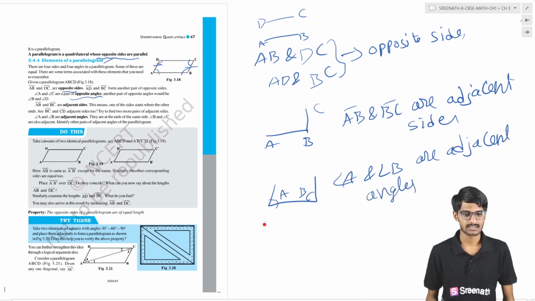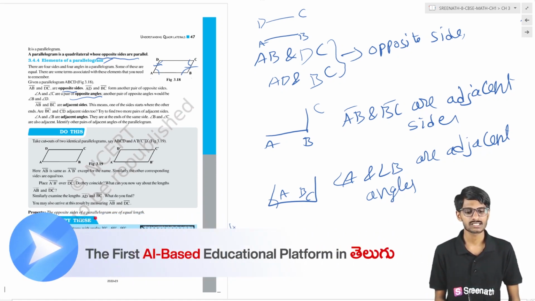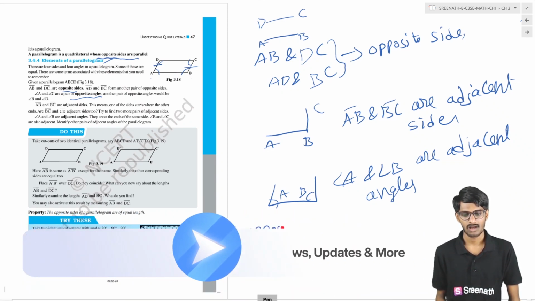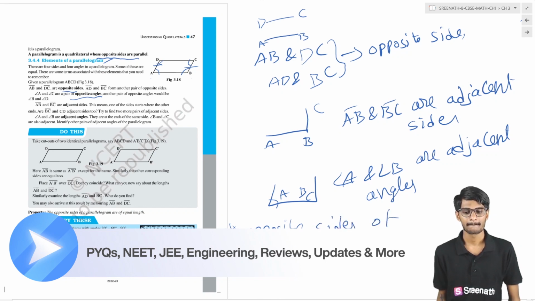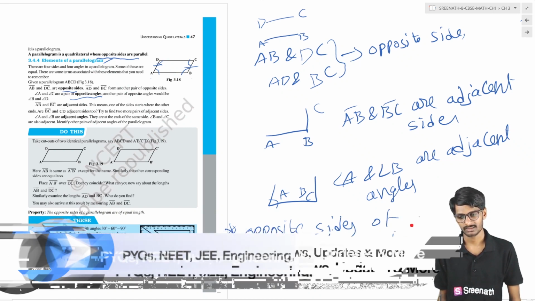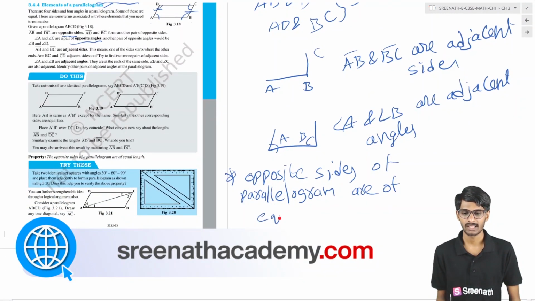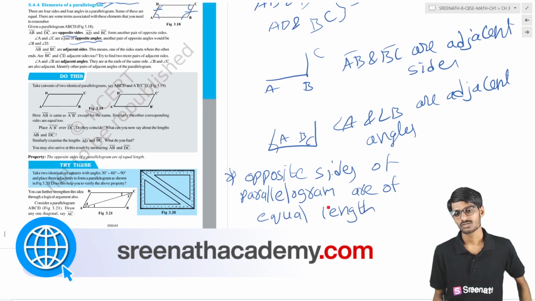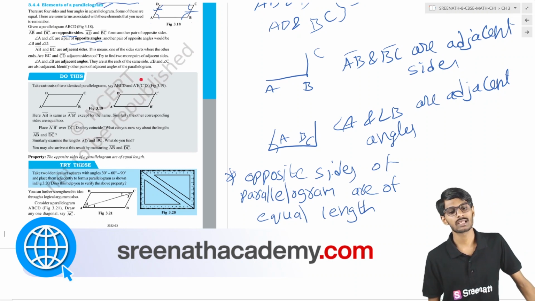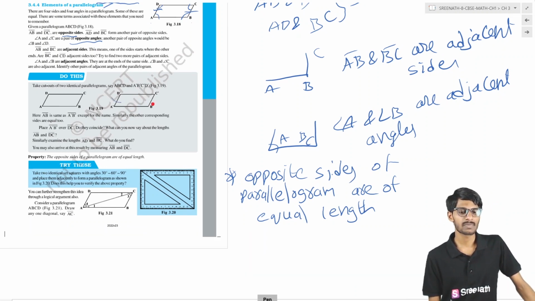Okay, students, adjacent angles. And one more important property you have to remember is the opposite sides of a parallelogram are of equal length. Opposite sides of parallelogram are of equal length. So basically these two side lengths are equal. In a similar way, this is opposite, this is opposite, these two side lengths are equal. So opposite sides are parallel and opposite sides of a parallelogram are equal length, students. Okay, this is one more property you have to remember.